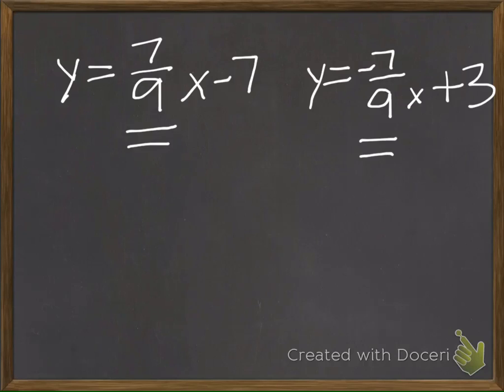At first glance, you would think, oh, they're opposite, so that means they're perpendicular. But to be opposite reciprocals, which is what they have to be for it to be perpendicular, you have to actually change the sign and flip the fraction. So 7/9 and negative 7/9 are not opposite reciprocals. That means they are not perpendicular. It also means that they are not parallel because their slopes are not identical. What it does mean is that your answer would be neither.